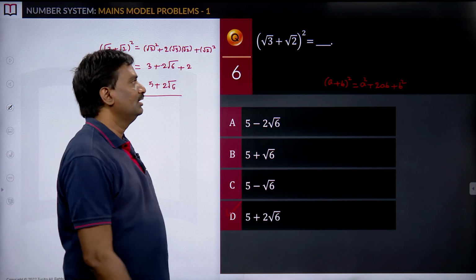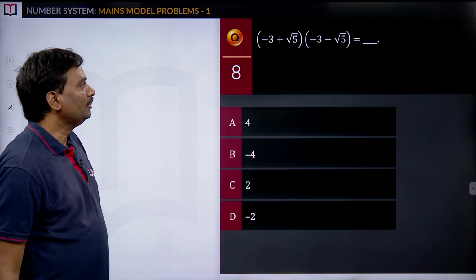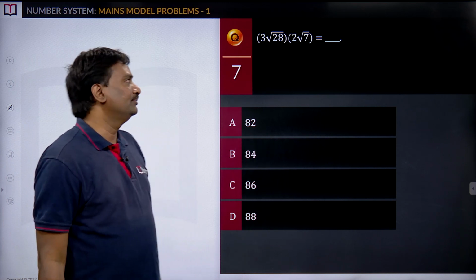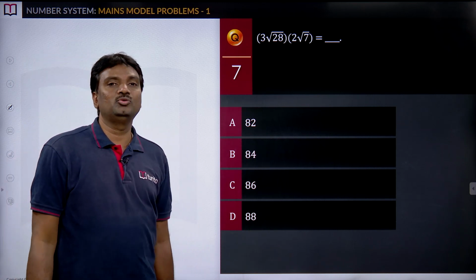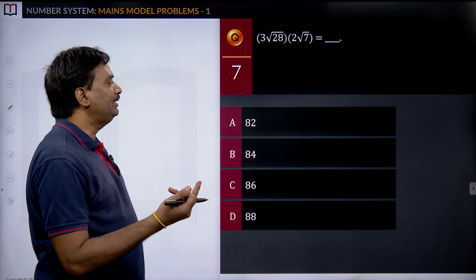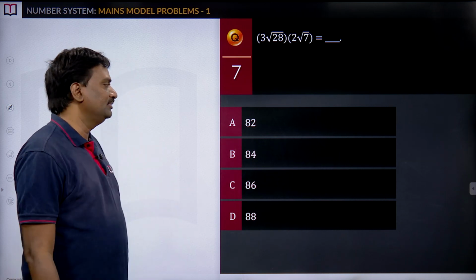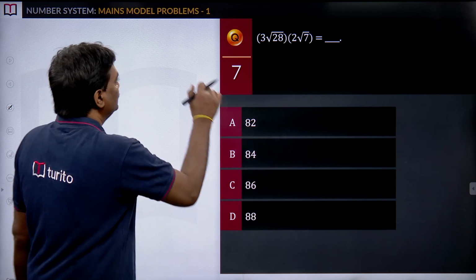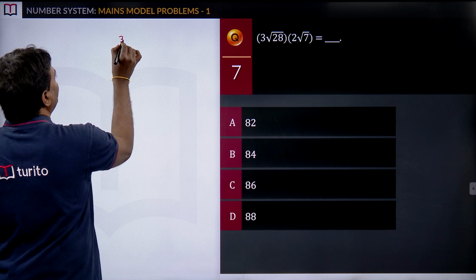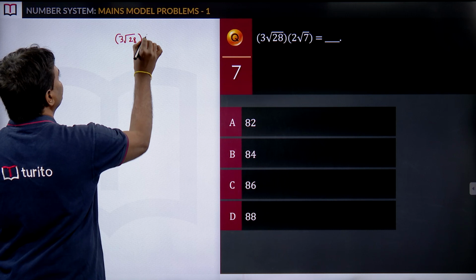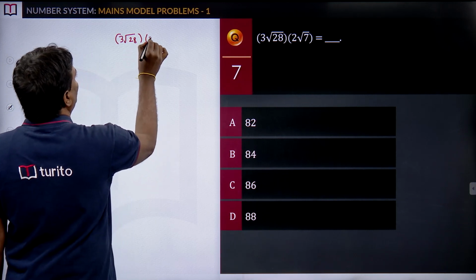Okay? Next problem, 3 root 28 into 2 root 7, where 3 root 28 and 2 root 7 both are irrational numbers. By multiplying them, what will you get? 82, 84, 86 and 88. So, by taking the given number, 3 root 28 into 2 root 7.